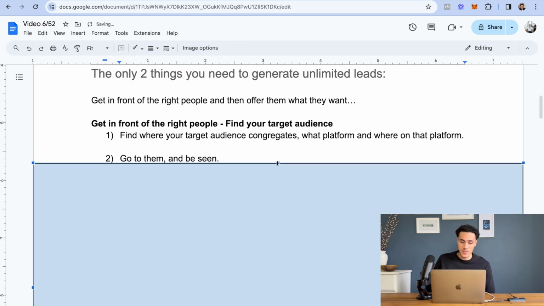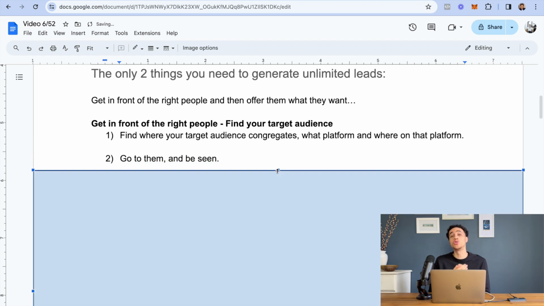Okay? Now, the second thing is we need to go to them and be seen. Go to that target audience wherever they are, whether it's Google, whether they're on Facebook, whether they're on Instagram, wherever they are, we need to be seen. Whether it's even Snapchat, whether it's TikTok, find where they are and be seen.